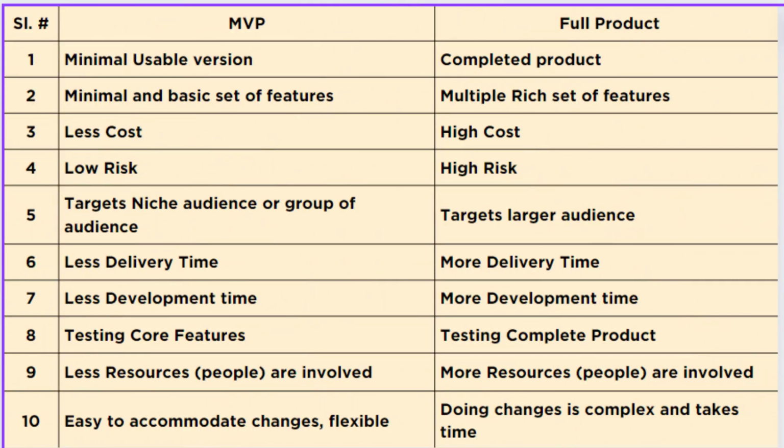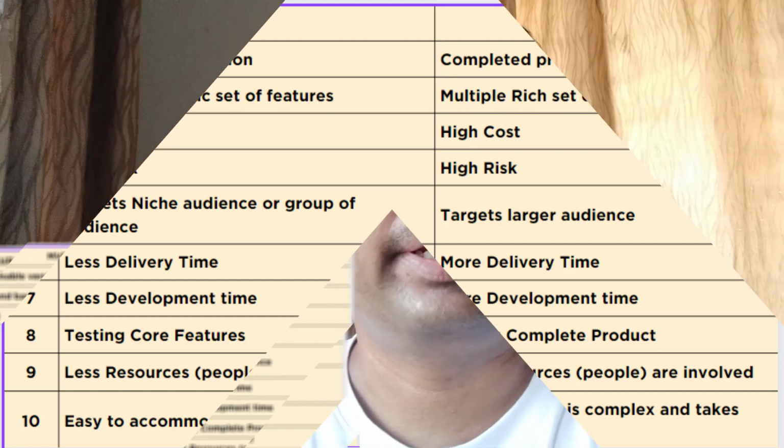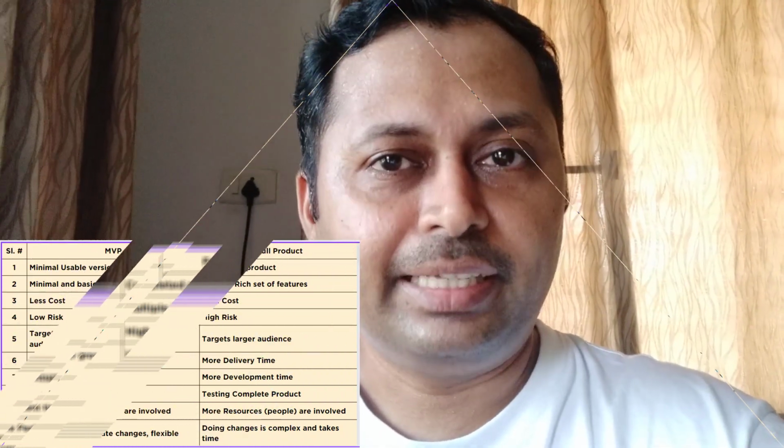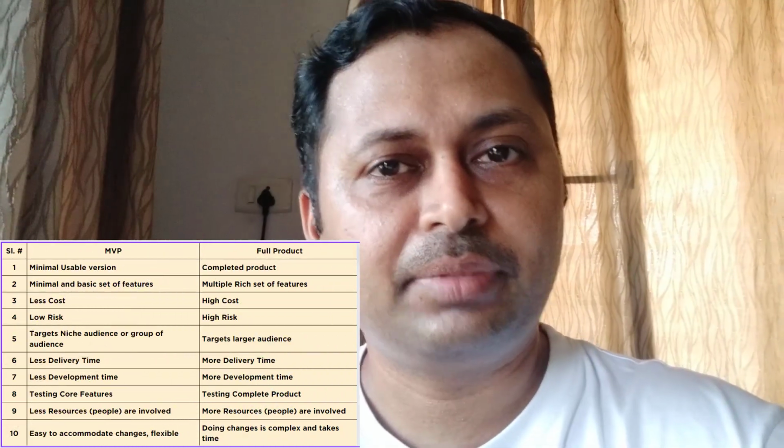Now let's talk about the various differences between an MVP, minimum viable product, and a complete final product. MVP is a minimal usable version, whereas the final product will be a complete product that is released in the market. MVP will have the basic set of features that is at most necessary for the product, whereas the final product will have a rich set of features along with the core features. And MVP is of less cost, whereas the final product will have more cost incurred when developing it. And this MVP is a less risk product, whereas the final product is a high risk product.